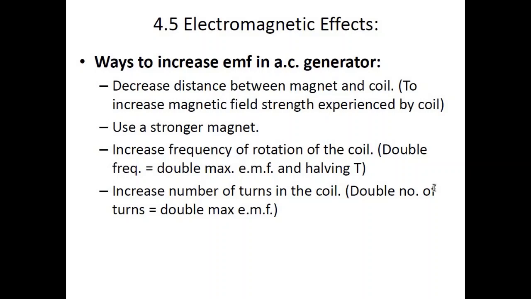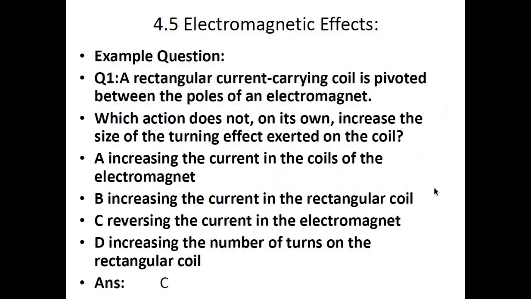Ways to increase EMF in an AC generator: decrease the distance between the magnet and coil to increase magnetic field strength, use a stronger magnet, increase the frequency of rotation, where double the frequency equals double the maximum EMF, and increase the number of turns in the coil, where double the number of turns would give double the induced EMF.